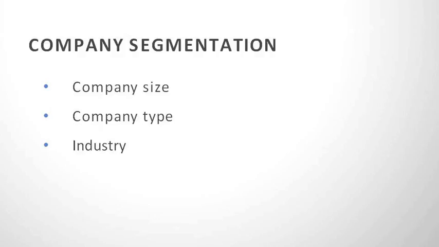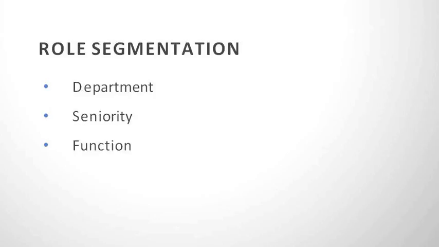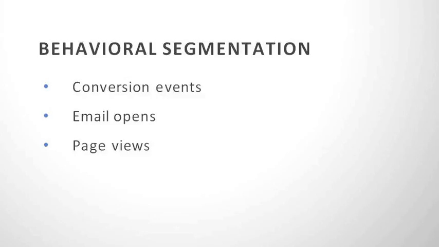You can use data about a person's company, such as its size, the nature of their business, business to business, business to consumer, nonprofit. The list goes on. You can also segment your leads by their role, seniority, what department they belong to, or their specific function within a department. If you use a CMS that has the ability to track a lead's behavior on your website, you can use that to gauge how interested leads are and what they're interested in. For example, you can use conversion events like downloading an ebook about Twitter, email opens, and page views.